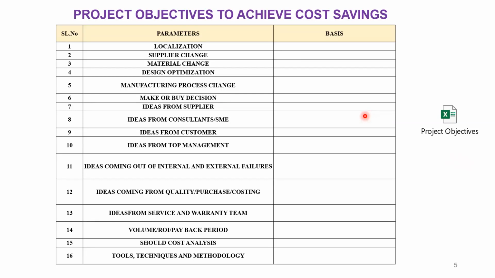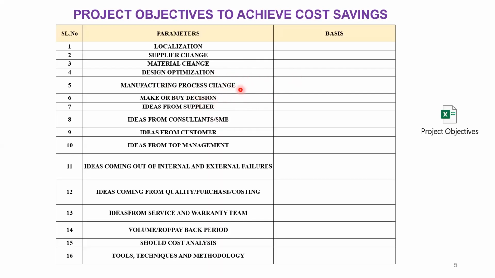These are all the 16 parameters which you can consider as the basis for you to achieve the cost savings and your project goals or project objectives. The first one can be localization. You can look for localization if anything is there, and supplier change if possible, so that the cost can be reduced. Any material change, you can also reduce the cost. Any design optimization, you can reduce the cost even if you do the optimization of the design. And manufacturing process change. If you're changing the process, you can also reduce the cost.